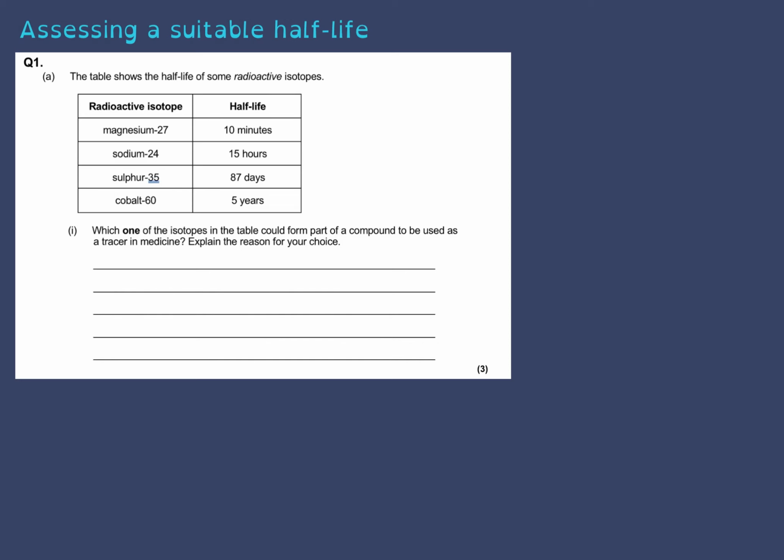In this question, you are given a table showing the half-life of some radioactive isotopes. The question reads, which one of the isotopes in the table could form part of a compound to be used as a tracer in medicine? Explain the reason for your choice. And the question is worth 3 marks.